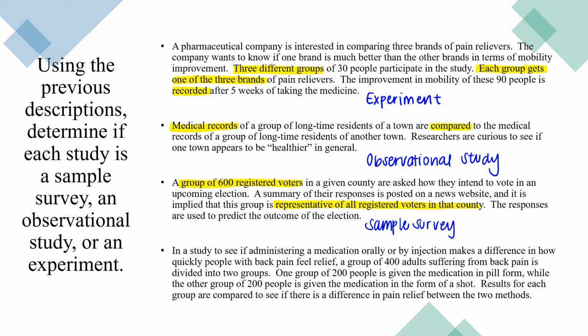Our keywords here would be administering a medication, whether it was orally or by injection. The fact that we have these 400 adults that are divided into two different groups who are receiving different types of medication, either in pill form or in the form of a shot. All of this would allow us to know that this is an example of an experiment.